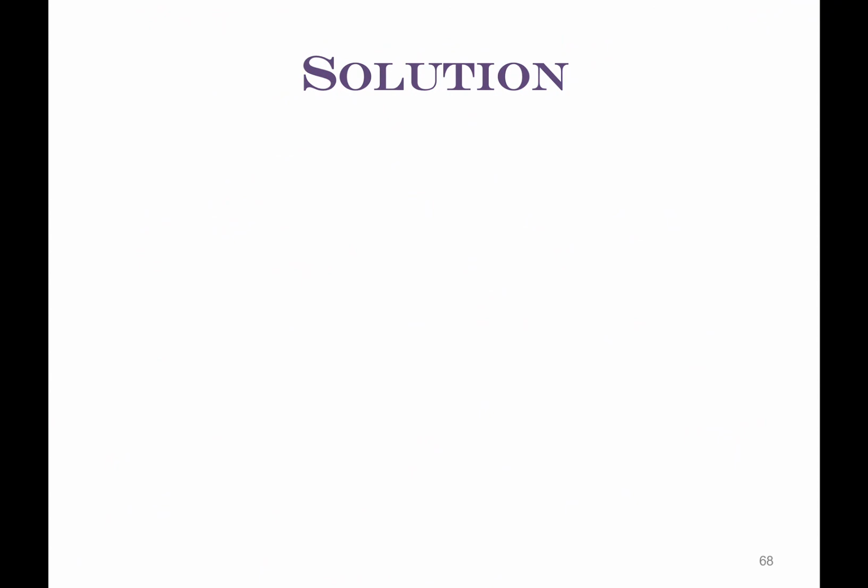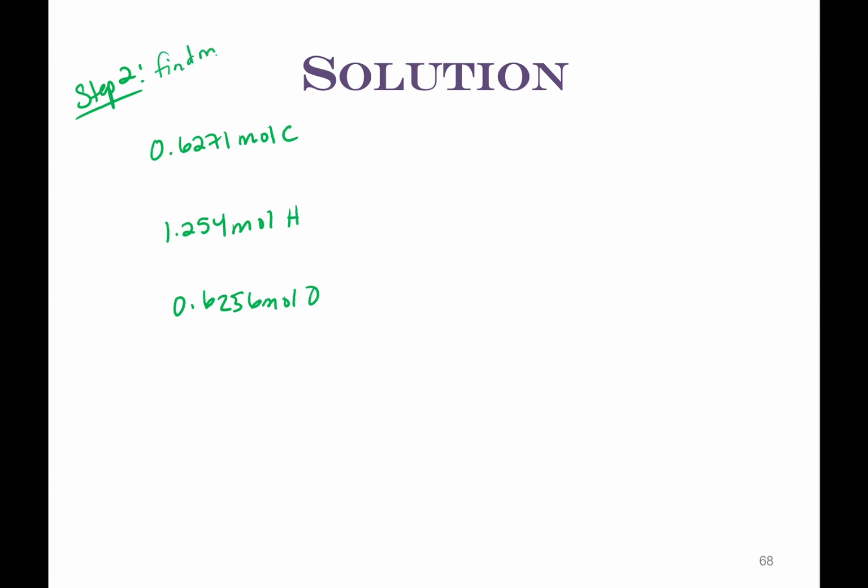So we have step number 2. And I'm just going to write those numbers down before I forget them. 0.6271 moles of carbon, 1.254 moles of hydrogen, and 0.6256 moles of oxygen. All right, so step 2 is find mole ratio. These are the same steps we had before, that's why they're color-coded.